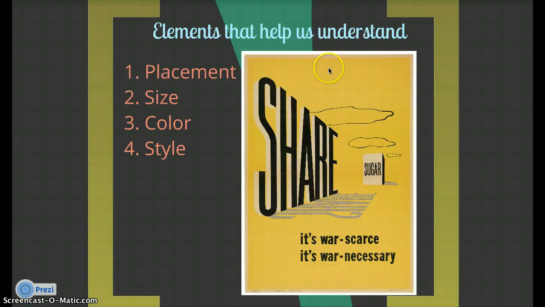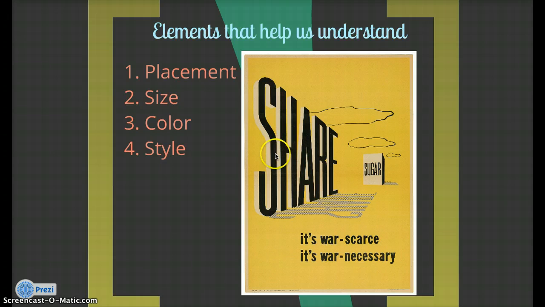Color. When we look at the color, we see a black typeface. We have this manila colored box, and then we have a yellow background. And when we think about it, we associate yellow with being bright, so it's going to catch our attention, which was probably intentional of the artist. But then we can also connect on an emotional level, where when we read the words share sugar, it's war scarce, it's war necessary, we think caution, to be cautious or ration.